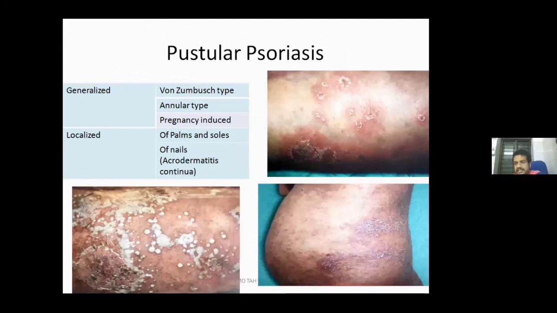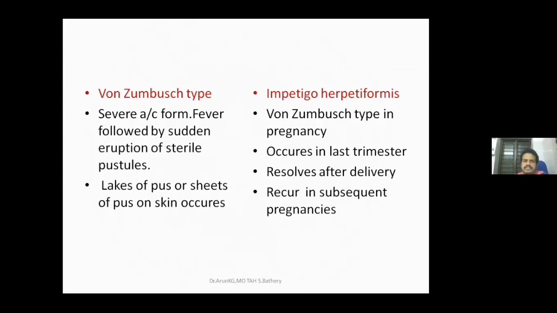Then on nails, I got a few cases in my OPD. It's called acrodermatitis continua. Here lakes of pus or sheets of pus on skin occur. Okay, von Zumbusch type, and severe fever will be there, followed by sterile pustules. Okay, then impetigo herpetiformis, it's von Zumbusch type in pregnancy.